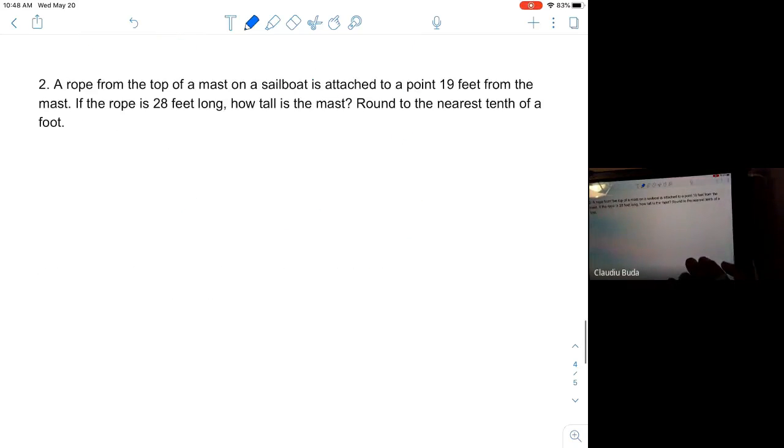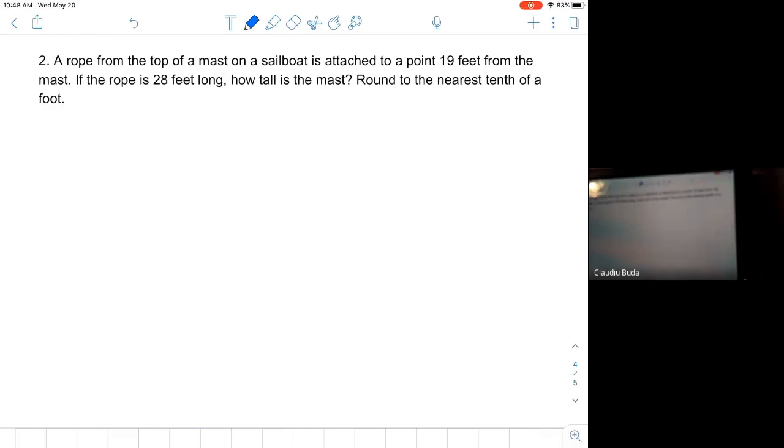And the last problem: a rope from the top of a mast on a sailboat is attached to a point 19 feet from the mast. If the rope is 20 feet long, how tall is the mast? Round to the nearest tenth of a foot. So let's take a look. Let's make a little bit of a drawing.